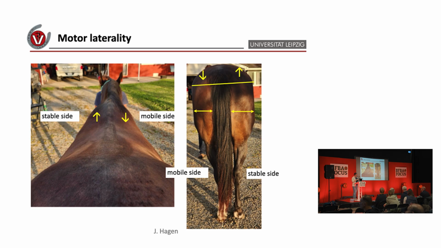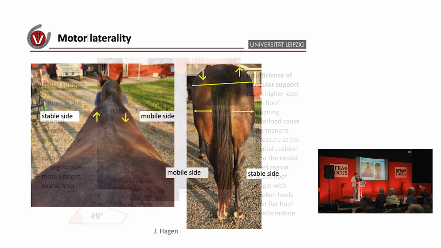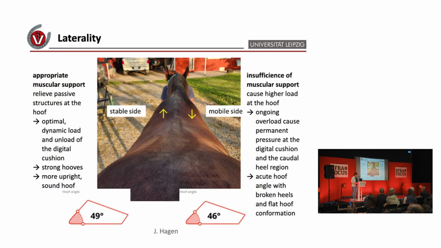Often we see a diagonal pattern in these horses. And what we know, now it gets a little bit complicated, but we can try to go through it. On the stable side, I said we had a more developed tonic musculature. So this is, for example, the serratus muscle. You saw yesterday in my slides we have this huge muscle connecting the shoulder blade to the trunk.